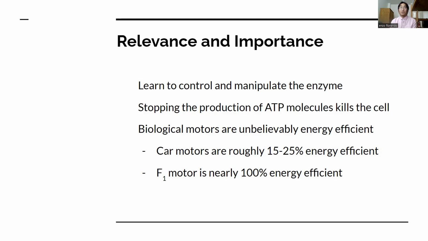But the F1 motor is nearly 100% energy efficient, which means almost all of the energy that it's producing is being used to make something move. So if we can find a way to harness or control or take advantage of this, we can essentially use that to deliver certain materials to certain parts of the body which might not be easily accessible.